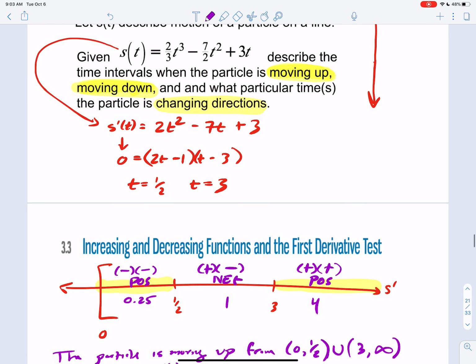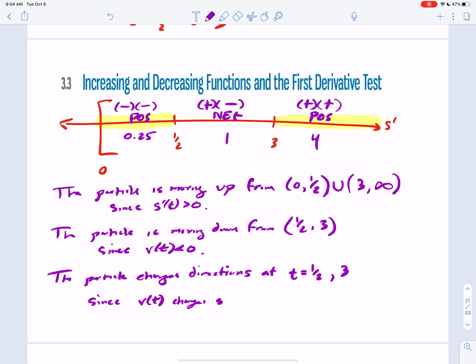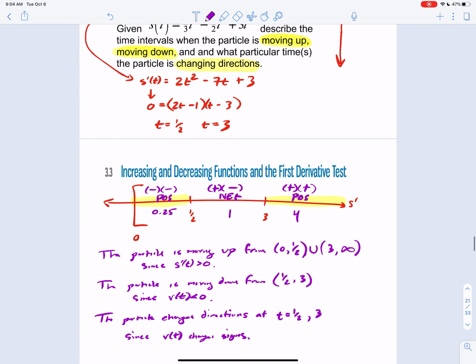So does this particle ever change directions? Yes. The particle changes directions 2 times, at t equals 1/2 and at 3, since v of t changes signs. You guys got to understand that changing directions here implies local extremas in general, not necessarily a max or a min. So here we can say just changes signs, okay? Because there's context.